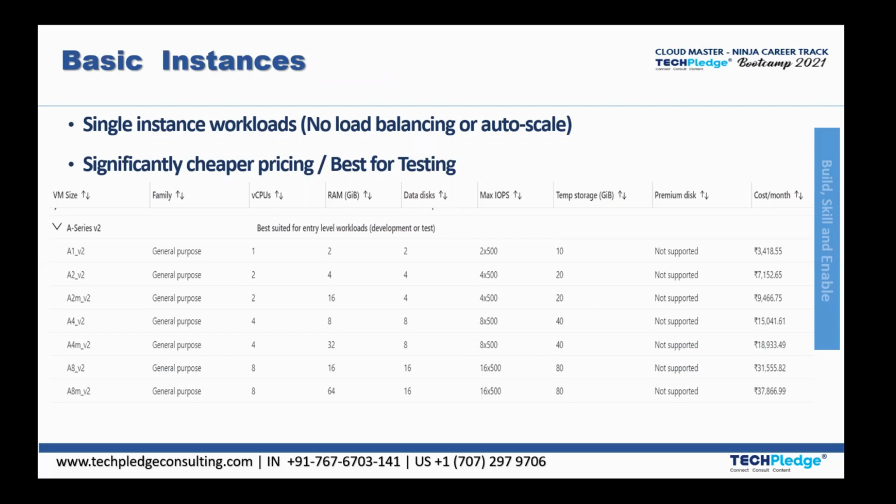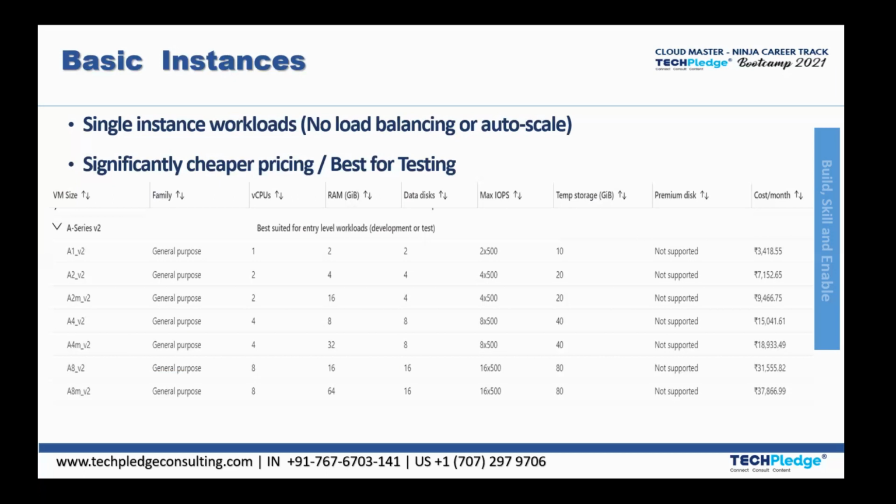Here, as you can see, with A1 v2, I am having only one CPU, 2 GB RAM, 2 GB data disk. IOPS is 2 into 500 IOPS. Temporary storage is only 10 GB. There is nothing mentioned about premium disk. So I am having a cost of around INR 3,000. If in the same place I go with 4 CPUs and increase the configuration, I would be charged accordingly. That would be around 18,000. So see how much the cost has increased.